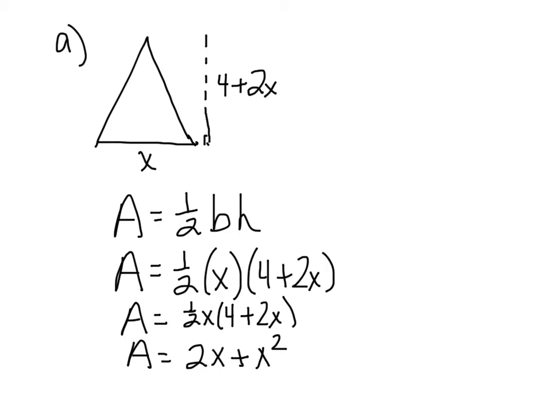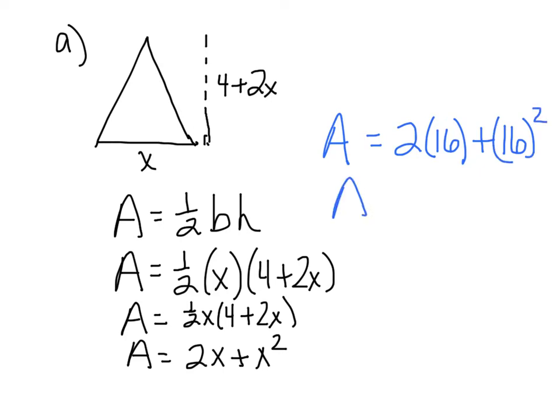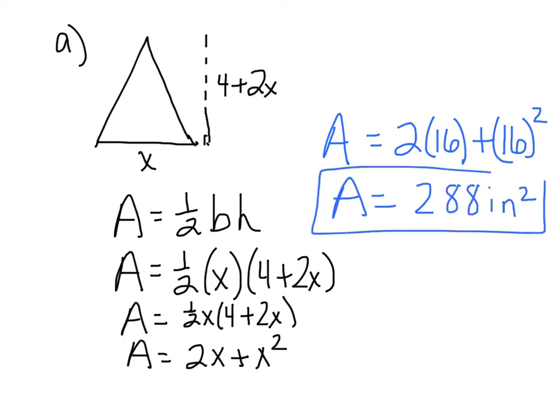So now it asks, what is the area of the triangle when the length of its base is 16? So we want to find the area, and the base would be 16, so we just plug in 16. And if you simplify that, 16 squared plus 16 times 2, that is going to give you an area of 288 square inches. So that would be your answer, 288 square inches.